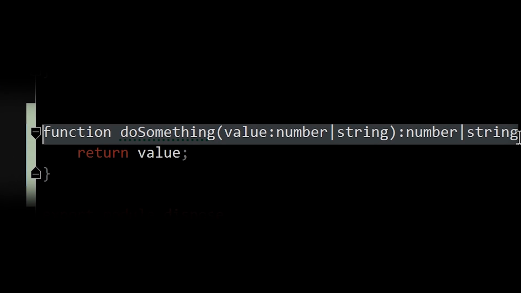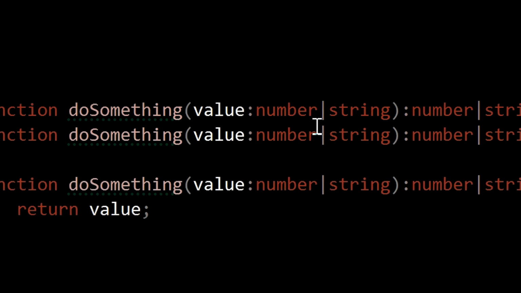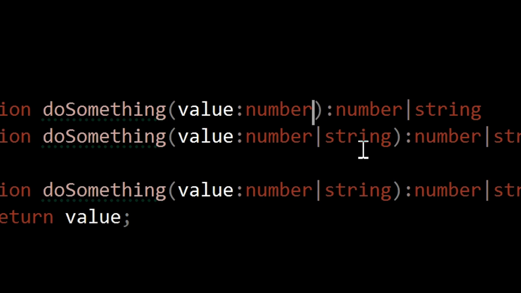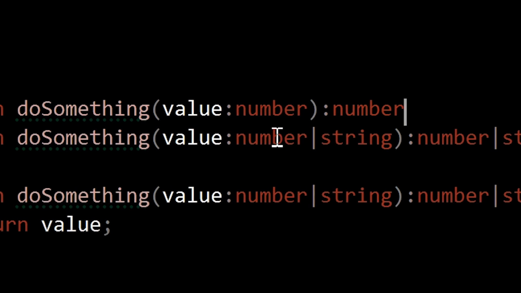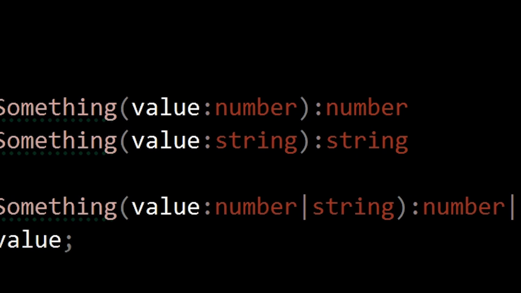So by using signatures, internal, external, we can say if we put in a number, we get back a number. Yeah, there you go. Right?